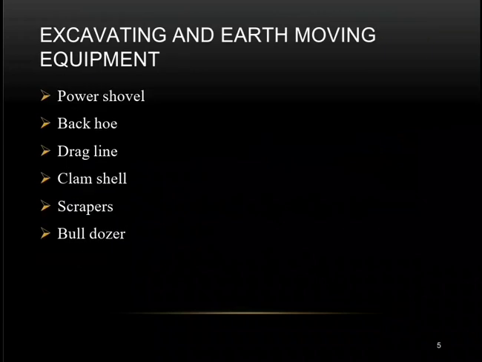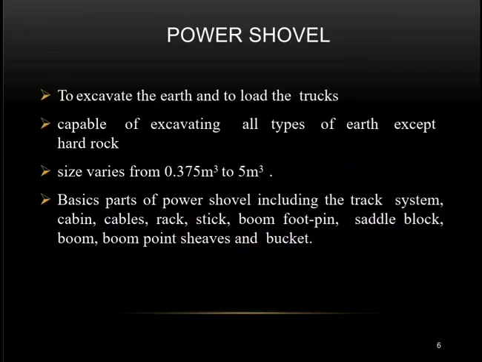Excavating and earth moving equipment, which are mainly known, are power shovel, backhoe, dragline, clamshell, scrapers, and bulldozer. First we will see the power shovel. It is used to excavate the earth and to load trucks. It is capable of excavating all types of earth except hard rock. Size varies from 0.375 cubic meter to 5 cubic meter.